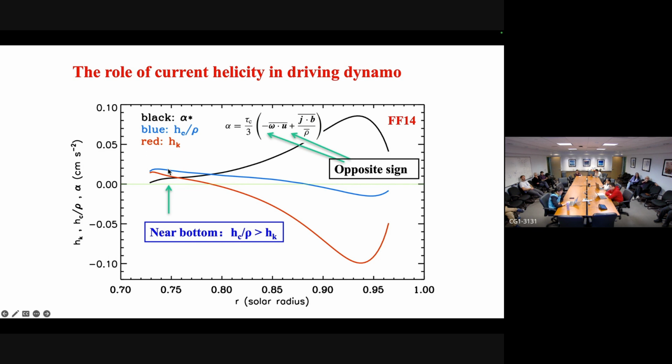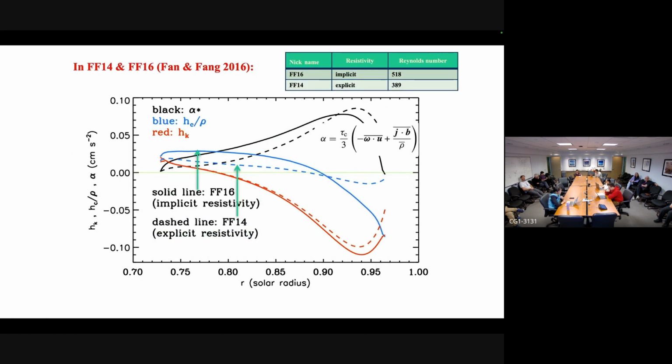So that means your sign is determined by this current helicity term, and the current helicity term is already larger than the kinetic helicity term. This is Yuhong's paper in 2014. Later on, Yuhong and Fang published another paper in 2016. The difference between them is whether the result is implicit or explicit, but basically the real difference is that the 2016 paper has a larger Reynolds number. This is what I calculated.